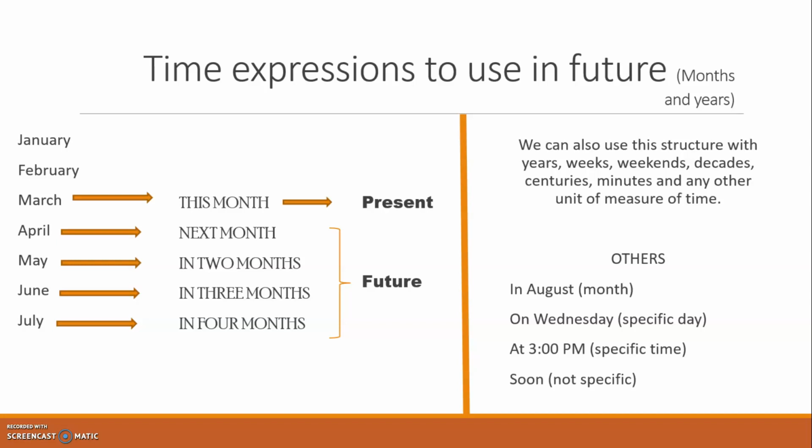There are others that we can use. For example, to say the specific month, we are going to say in August. To say the specific day, on Wednesday. To say the specific time, at 3 p.m. But if we are not specific, or we don't know exactly, but we know it's in the future, we are going to just say soon.